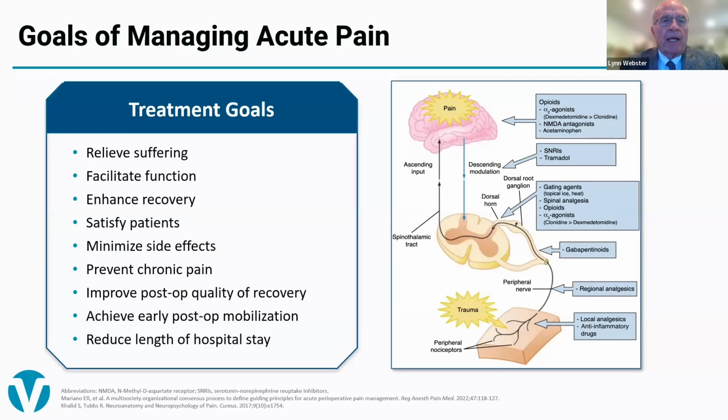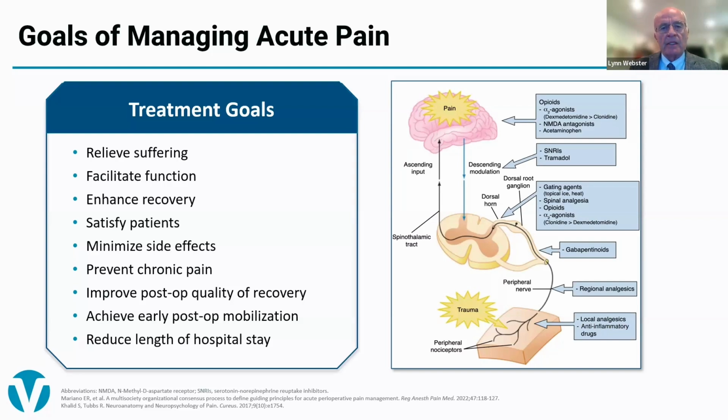So the goals of acute pain, whether it is traumatic or postoperative, are very similar. I have listed them here on the left. Basically, it's to provide pain relief, but also to help provide ways in which we can enhance the recovery and function. We have to meet the patient's satisfactions, minimize side effects, and prevent people from developing chronic pain, which is often a complication of acute pain. And of course, we want to minimize the length of stay in a hospital if possible.